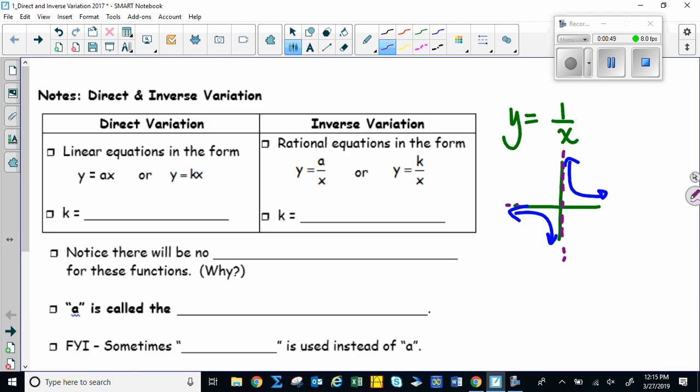And we're going to see multiple asymptotes. We're going to see a vertical and a horizontal asymptote with rational. That's just where we're headed. That's not what we're worrying about so much today. But I wanted you to see the rational parent function.